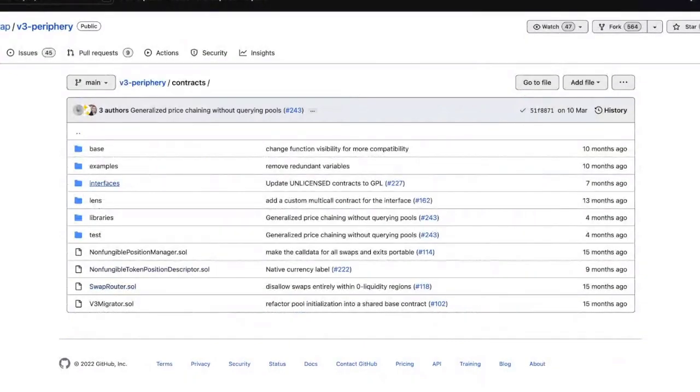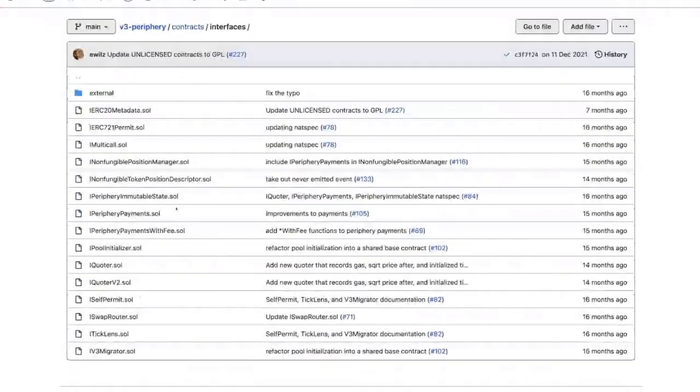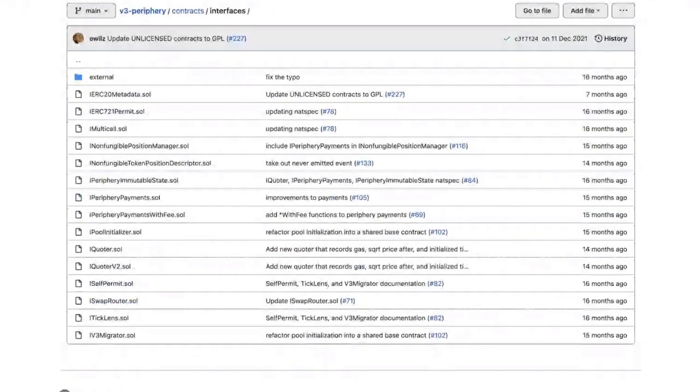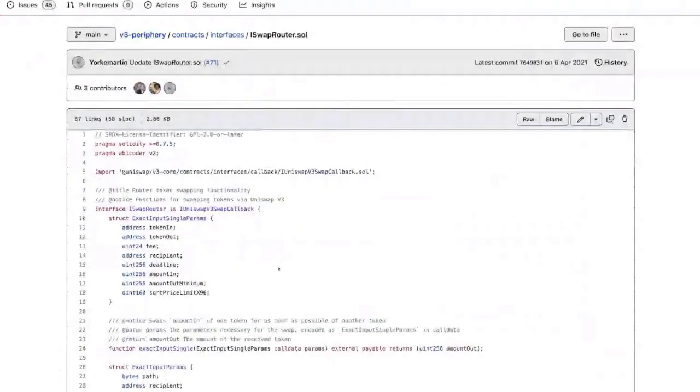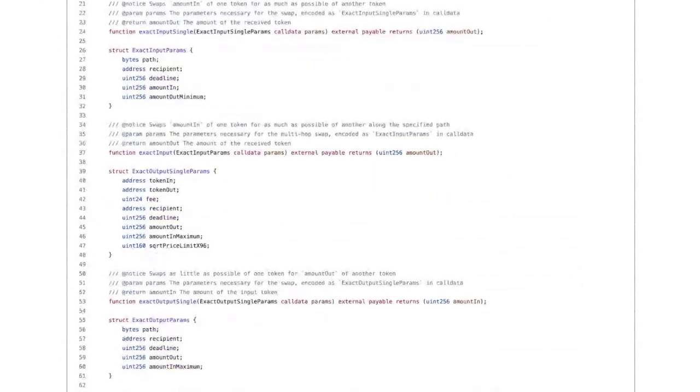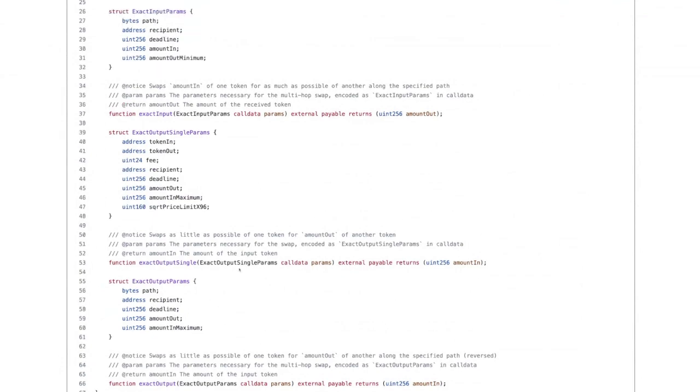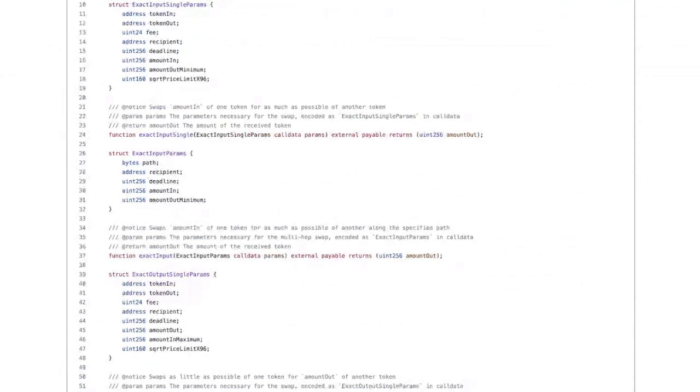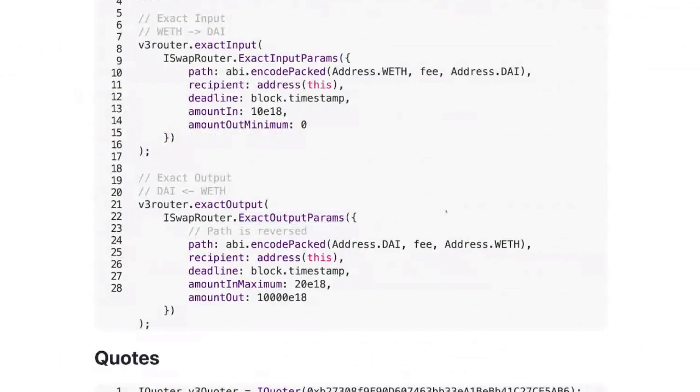So it's here, but it's probably in the interface of the router, right? Yeah, ISwapRouter. There we go. So these structs contain all the data for a swap of a different type. So exact output params, these are the params you need to specify for an exact output swap. Okay, right, cool.